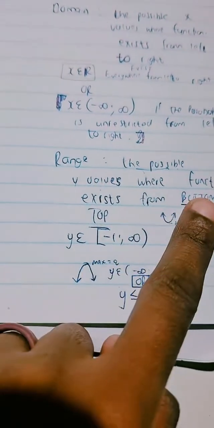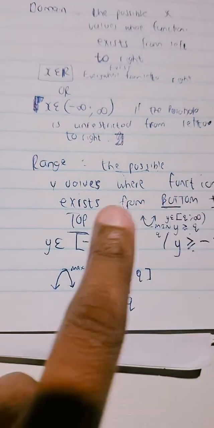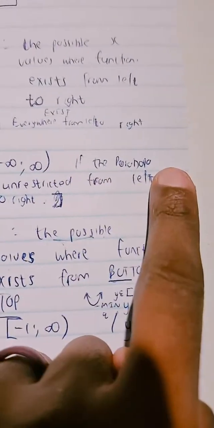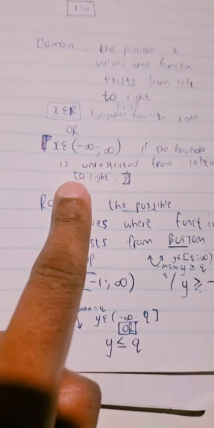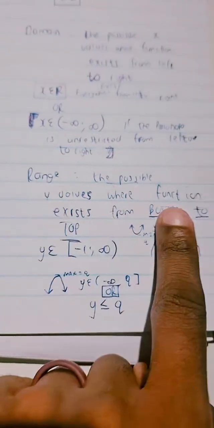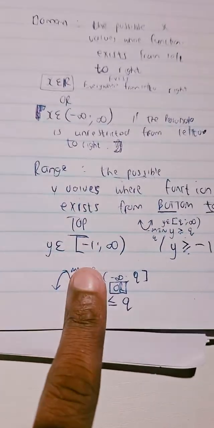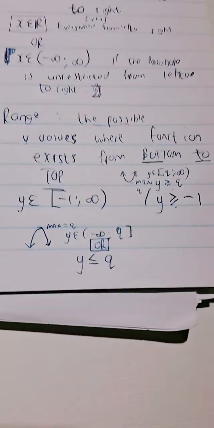No. Bottom to top, low to high. The reason when we say left to right is because left is low, right is high. That's the right reason why we say bottom to the top: bottom is low, top is high.